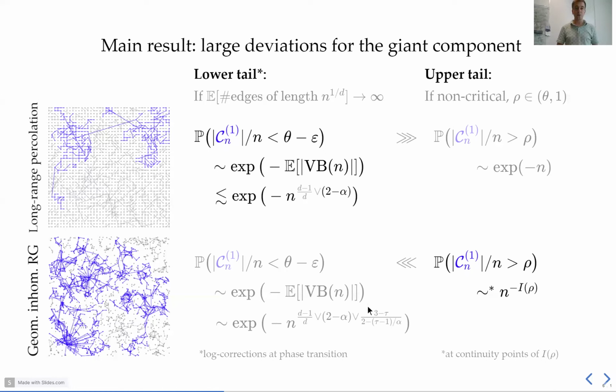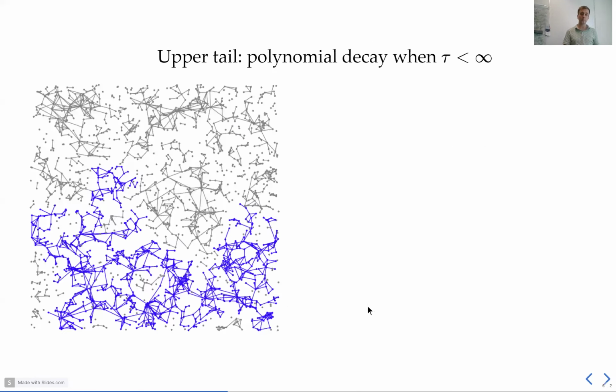So now let me continue with the upper tail, which is the probability of observing a much bigger giant than you would actually expect. And for nearest neighbor percolation, we know that it decays exponentially. For long range percolation, we can also show that this decays exponentially. But here in the inhomogeneous degree case, it decays polynomially. And I hope to explain now this function I of rho that we see there.